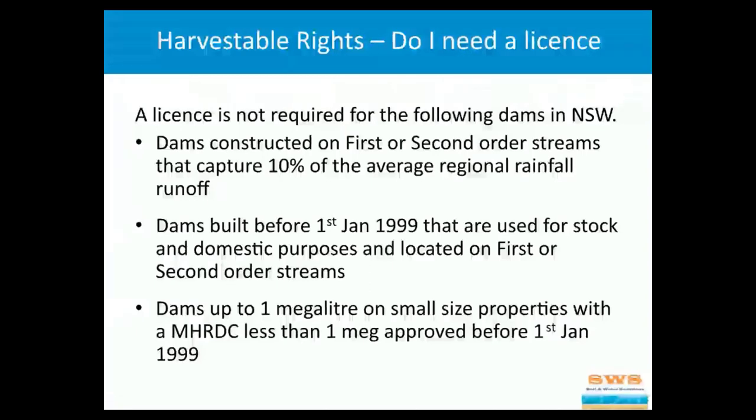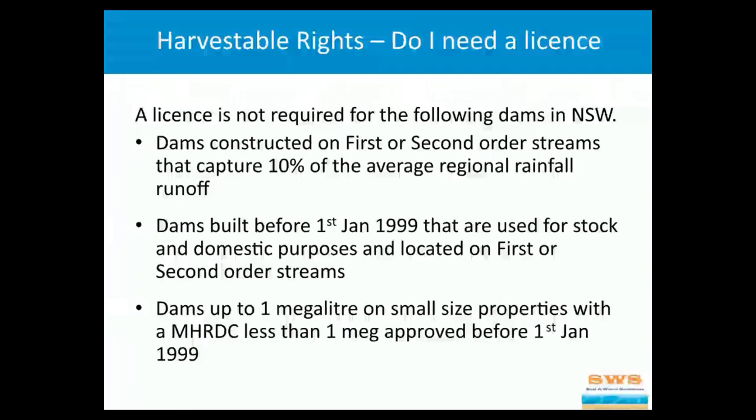Licensing is basically dams constructed on first and second order streams that captured 10% of the average regional runoff didn't require licenses. Dams built before the 1st of January 1999 that were used for stock and domestic purposes on first and second order streams didn't require a license. And dams up to 1 megalitre on small properties, that may have been 1 or 2 hectares, that using the average rainfall calculator wouldn't have come up to 1 megalitre in size, would be exempt and would automatically not require a license.